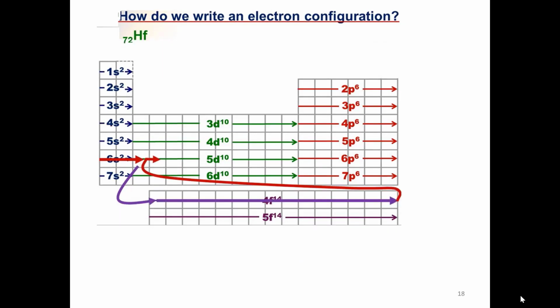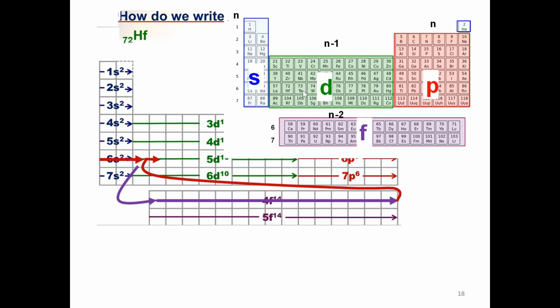Now, how do we write an electronic configuration in the case of hafnium? Let's see. Hafnium is here, and it is 72. Then we had 57 for lanthanum here. We had hafnium, 72. And we already discussed, we had here cerium, and here is 71.